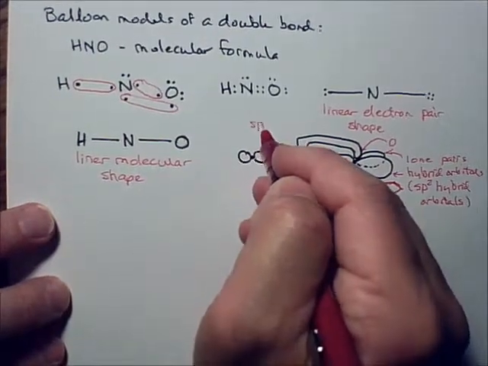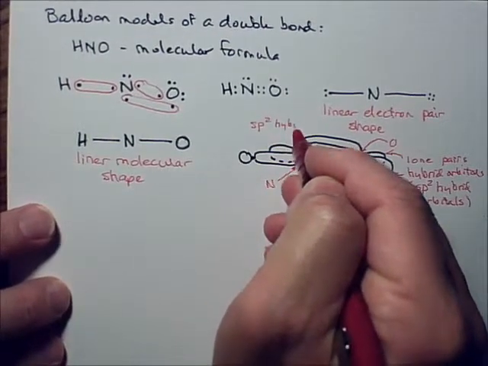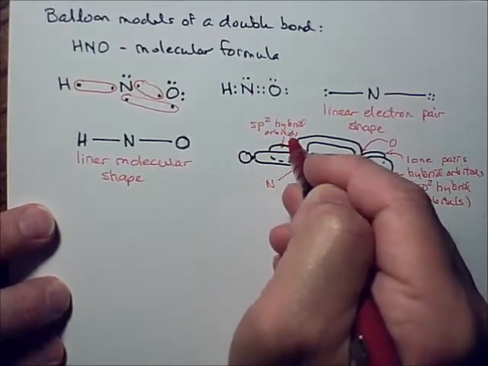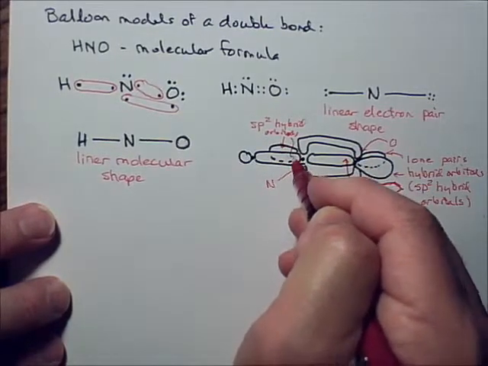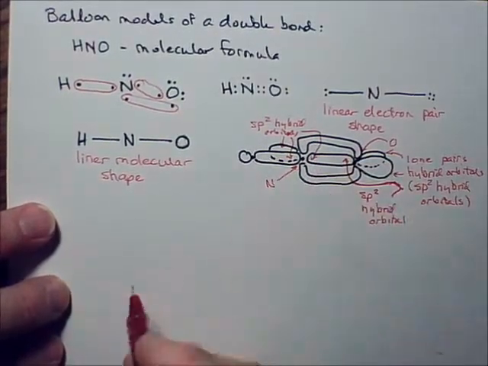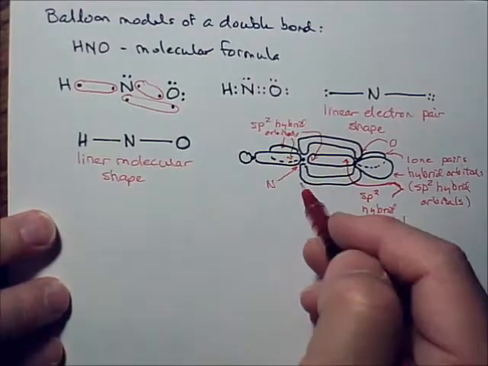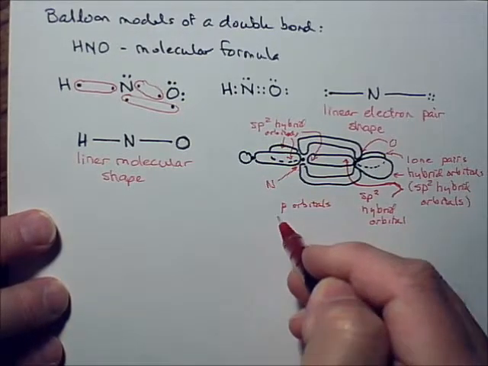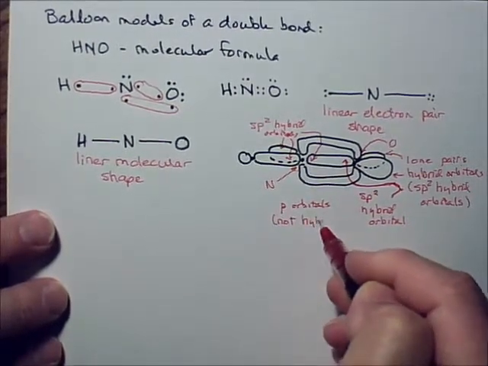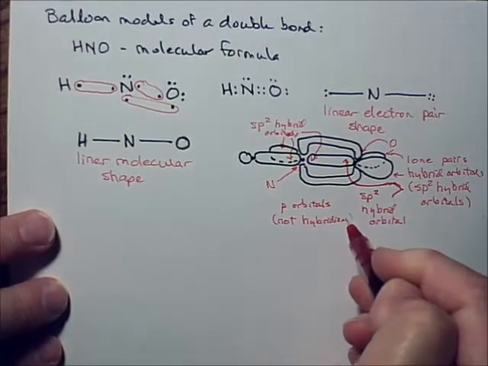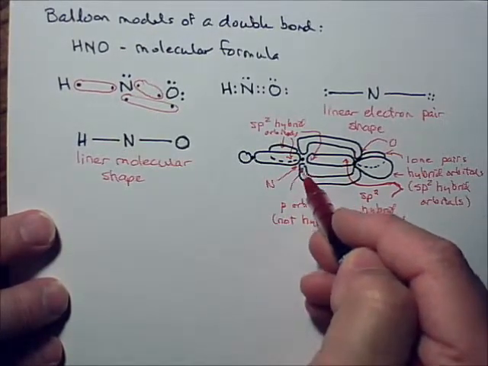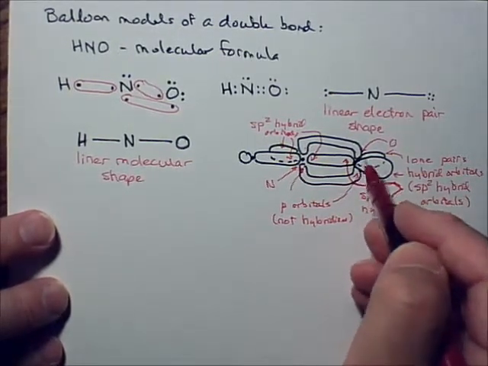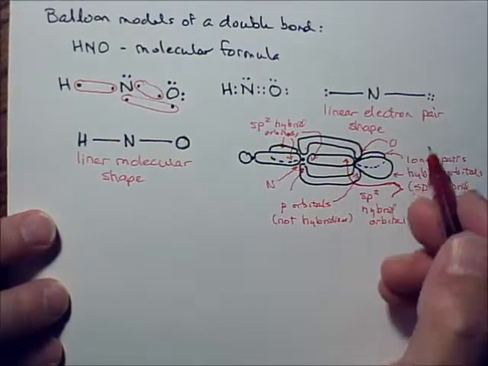Okay. So all of these are sp2 hybrid orbitals. Got that right there. Got this right here is a hybrid orbital. And right in there is a hybrid orbital, sp2 hybrid orbital. And then you have p orbitals that are not hybridized. And that would be right here and there, and right here and there. That's the p orbital right there, and they form a pi bond.